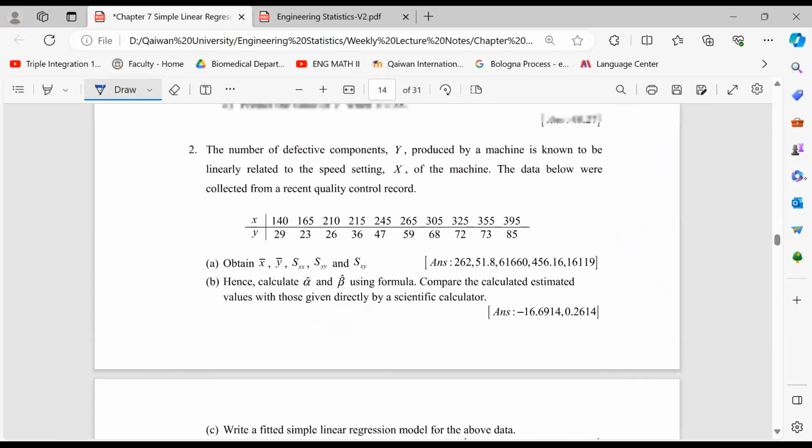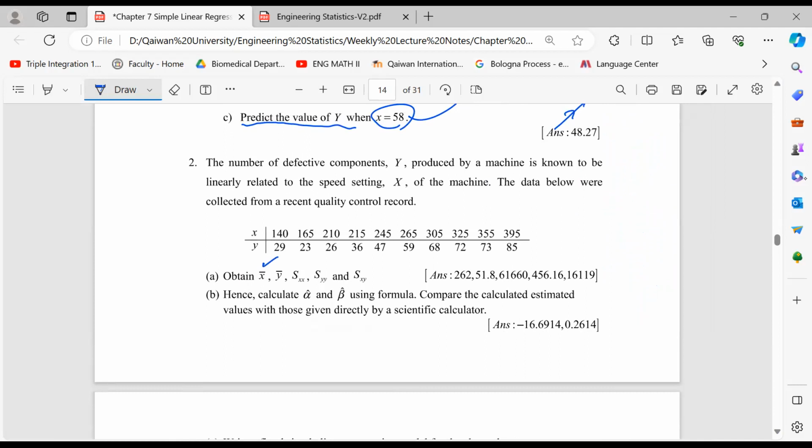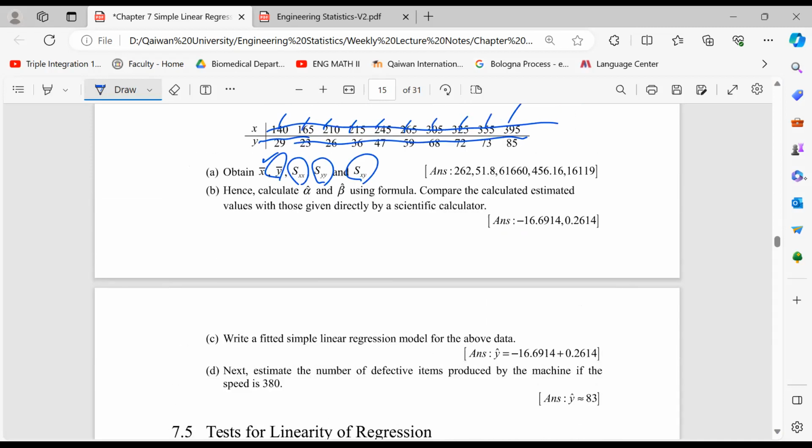Even in this example, it says find x bar. It's easy. It's the sum of all these divided by the number of data points, 1, 2, 3, 4, 5, 6, 7, 8, 9, 10, so divided by 10. Y bar is the sum of these divided by 10. Then S sub x, S sub y, S sub xy. We already studied the formulas for finding each of these. You must memorize those formulas. Even the other questions about this task, it says find alpha hat and beta hat. It's easy.